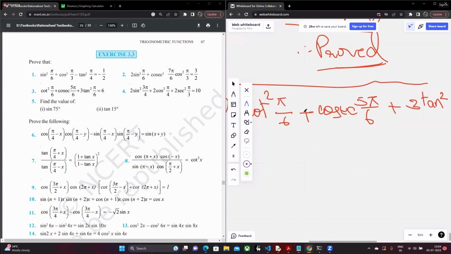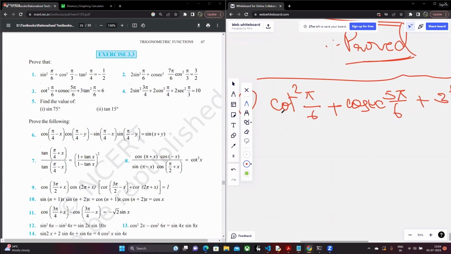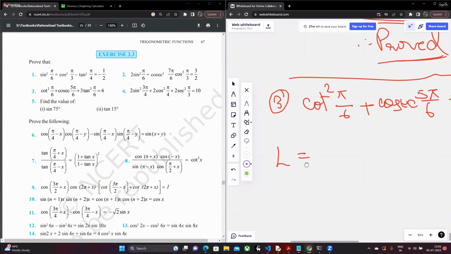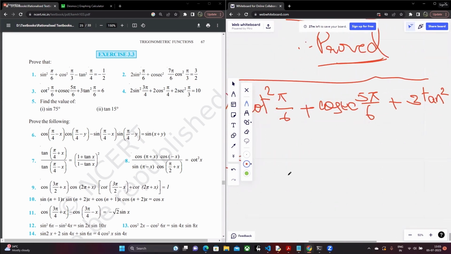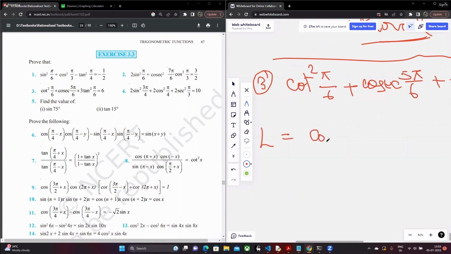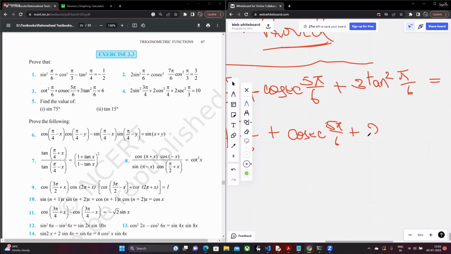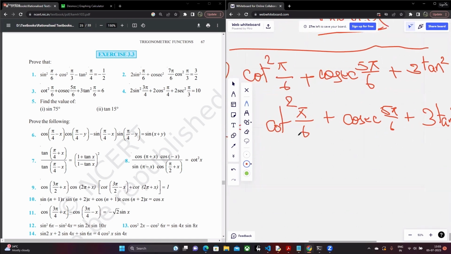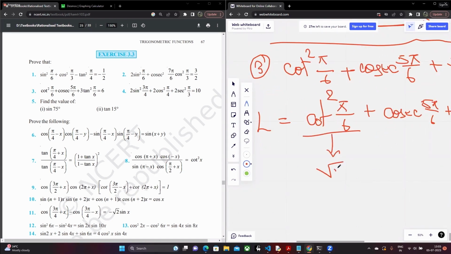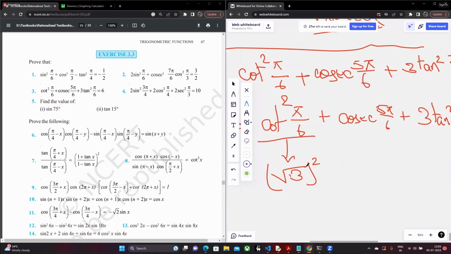So first of all, this is cot pi by 6, that's cot 30 degrees, and cot 30 degrees is root 3. So this is basically root 3 the whole square. I can write L is equal to this expression. I'll write it again because I lose continuity. Then this is cosecant 5 pi by 6 plus 3 tan squared pi by 6. So this is basically square root 3 the whole square.